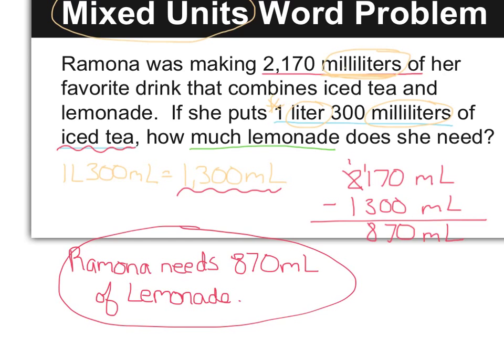That's my final answer. I don't need to simplify it because 870 milliliters is less than a liter. If for some reason I found my answer to be 1,200, I would write that as 1 liter, 200 milliliters. But since we are less than 1,000 milliliters, it's not even a full liter, so I can leave my final answer like this. Ramona needs 870 milliliters of lemonade.